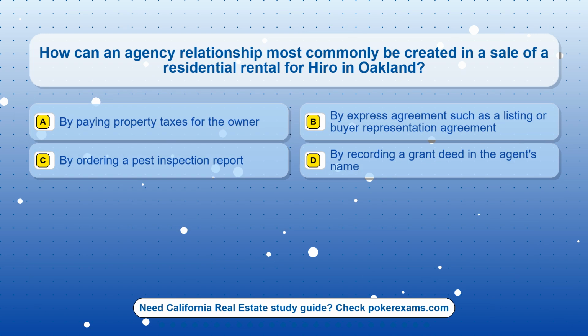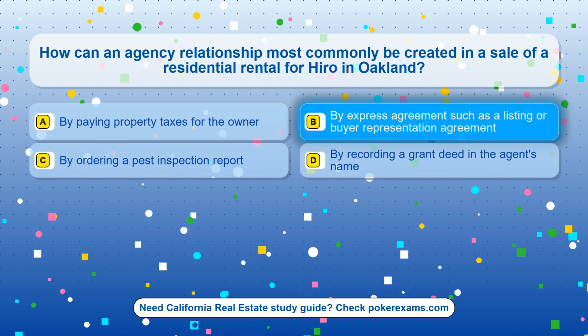Question 3. How can an agency relationship most commonly be created in a sale of a residential rental for Hero in Oakland? Option A. By paying property taxes for the owner. Option B. By express agreement such as a listing or buyer representation agreement. Option C. By ordering a pest inspection report. Option D. By recording a grant deed in the agent's name.